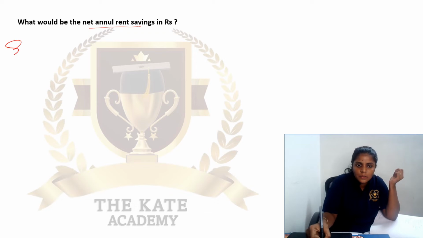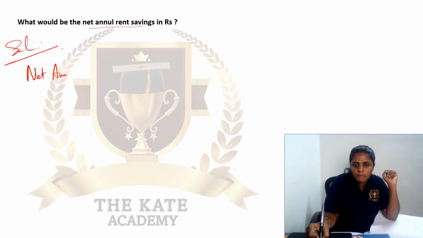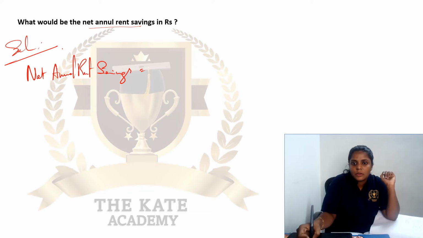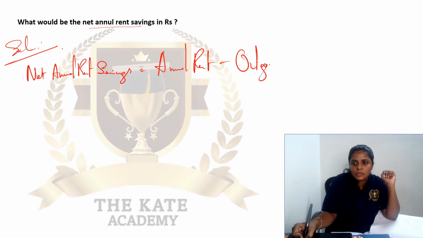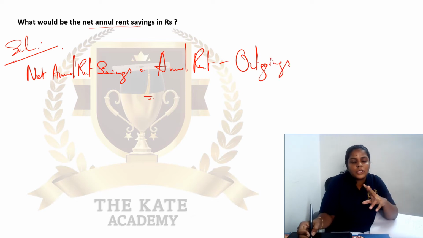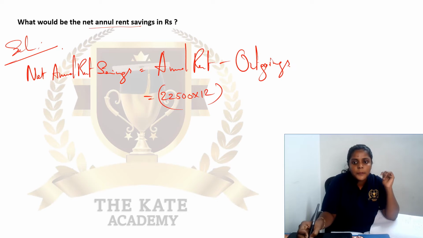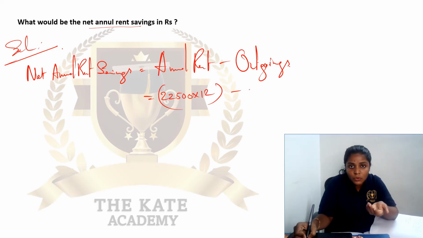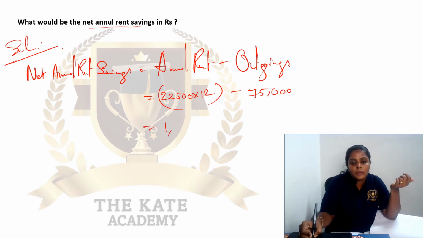So solution. Rent saving is equal to your annual rent minus outgoings. For the previous question, we know the annual rent, monthly rent was 22,500. So 22,500 into 12 minus outgoing, which we found out was 75,000 rupees. Final answer, you will be getting 1,95,000 rupees.